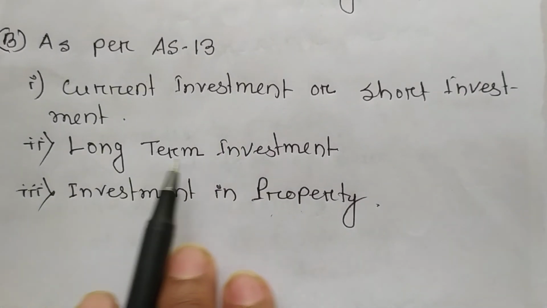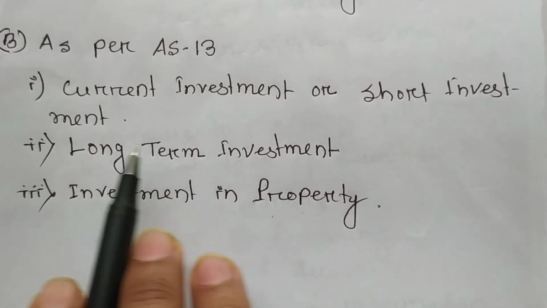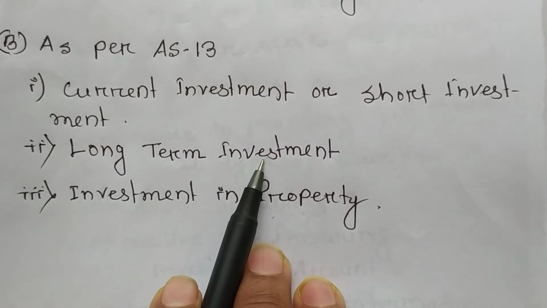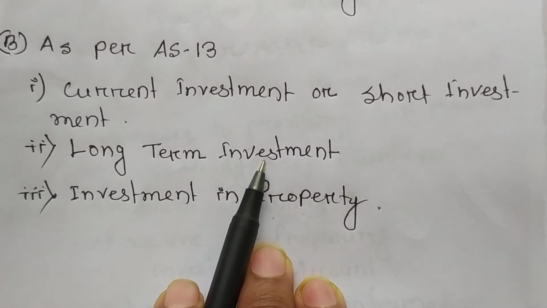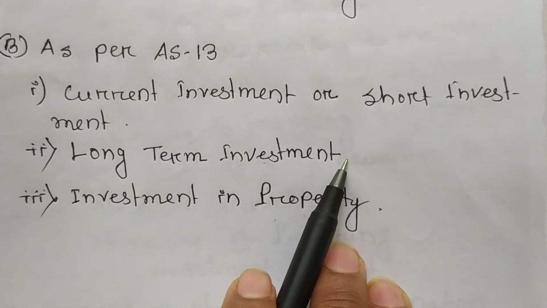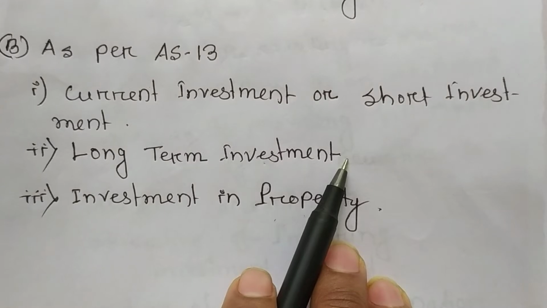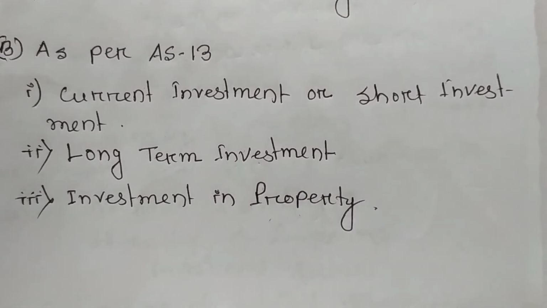Next group, long-term investment. This is just the opposite of current investment. The long-term investment is made for a period of more than 12 months. That means the securities which are held for a period of more than 1 year will be called long-term investment. Say for example, investment in debentures, investment in preference shares, investment in government bonds, that will be called long-term investment.